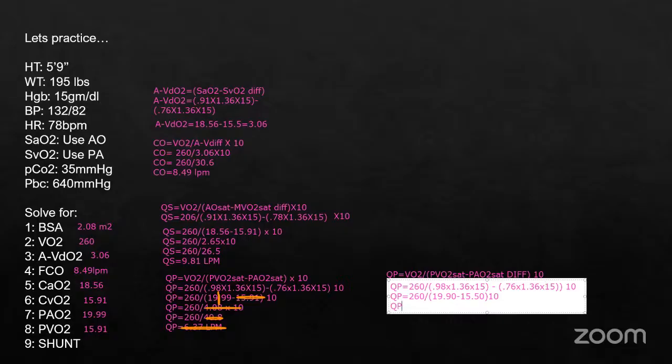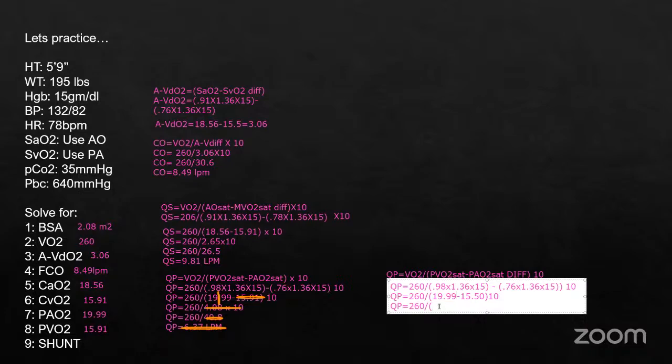QP equals 260 divided by... oh, no, that's a total. So 1990 minus 15.5, 1999, correct? 1999 here. Is it 15.50 or 15.5? I thought it was 15.5, isn't it? Let me do it again. 0.76 times 1.36 times 15.5.